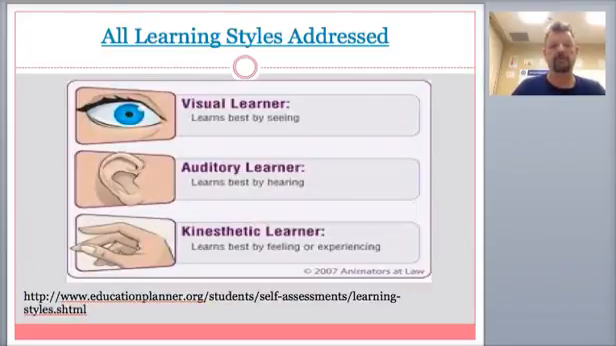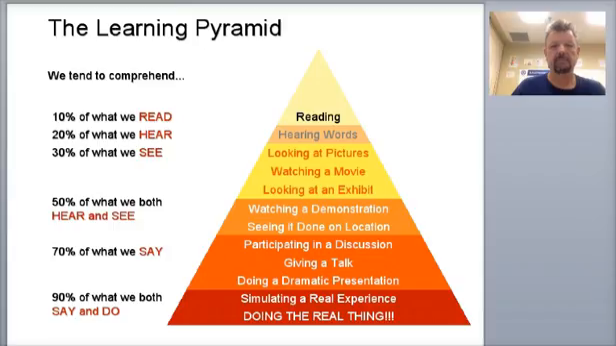Make sure you do the learning style assessment. The learning pyramid. Comprehend means to understand. We tend to understand 10% of what we read, 20% of what we hear. We comprehend 50% of what we both hear and see, 70% of what we say, and 90% of what we both say and do.